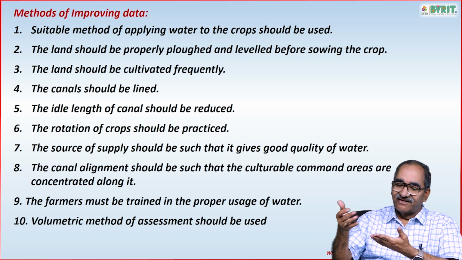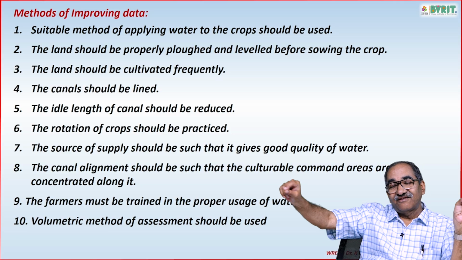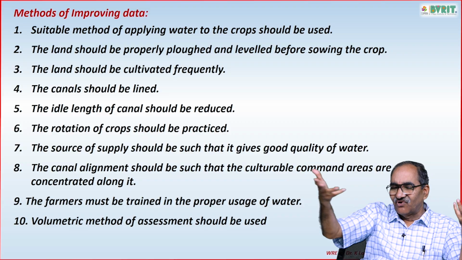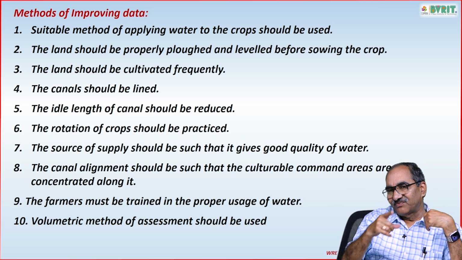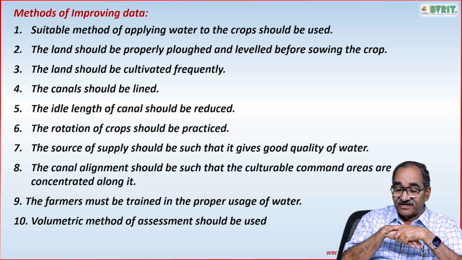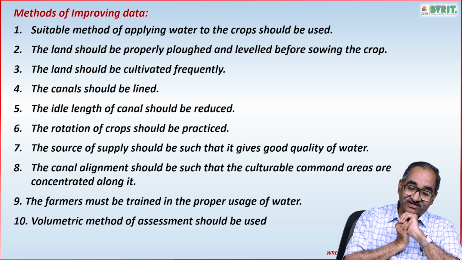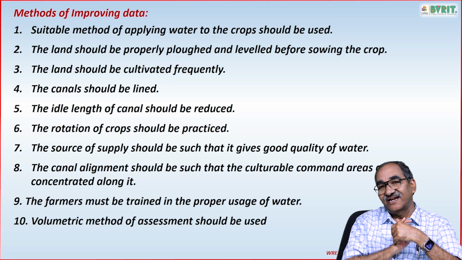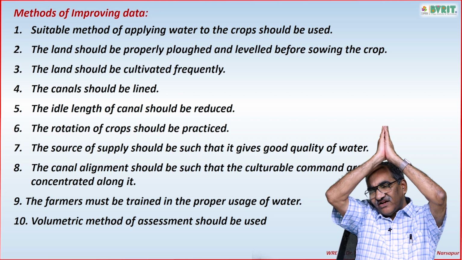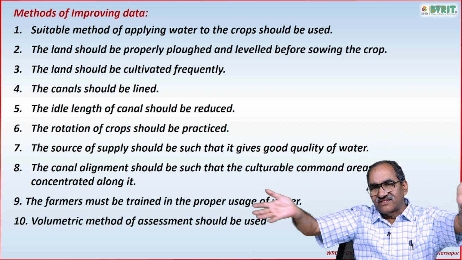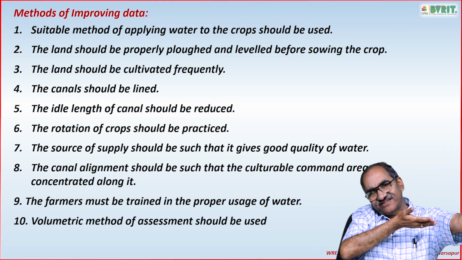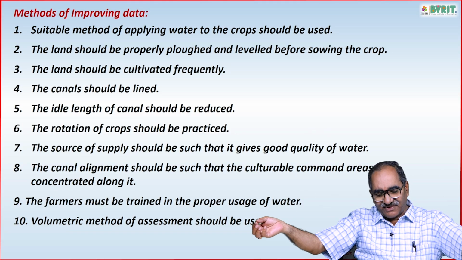If canals are lined, duty can be improved. Then idle length of the canal should be reduced, because the more the length of the canal without usage of water, the more seepage losses. Then rotation of crops is one of the important things for increasing the duty, and good quality of water you need to supply. The alignment should be such that the cultivable command area is concentrated along the side of it. When you are aligning the canal, it should naturally go through wherever the irrigation fields are. Otherwise, if the canal goes somewhere and irrigation lands are somewhere else, then supplying water becomes difficult.